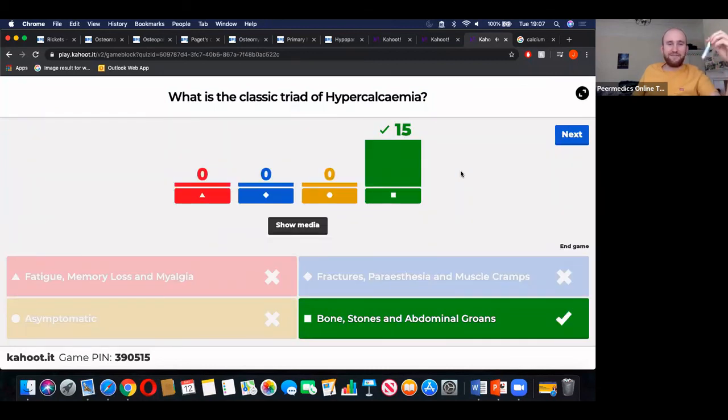Perfect. Well, as we already discussed, a lot of patients present with other symptoms or more generalized symptoms. Bone stones, abdominal groans apparently is less common than it used to be. Don't forget, most of these other symptoms I've written down are actual symptoms of hypercalcemia. So fatigue, memory loss, myalgia. Your fractures aren't, but your paresthesia and muscle cramps are. Most patients with hyperparathyroidism are asymptomatic, with primary hyperparathyroidism at least.